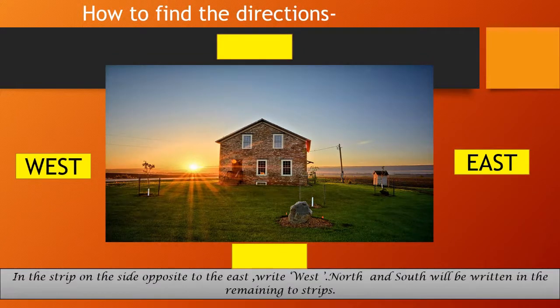Student, in the yellow strip on the side of the house where the sun rises, write east. In the strip on the side opposite to the east, write west. North and south will be written in the remaining two strips.